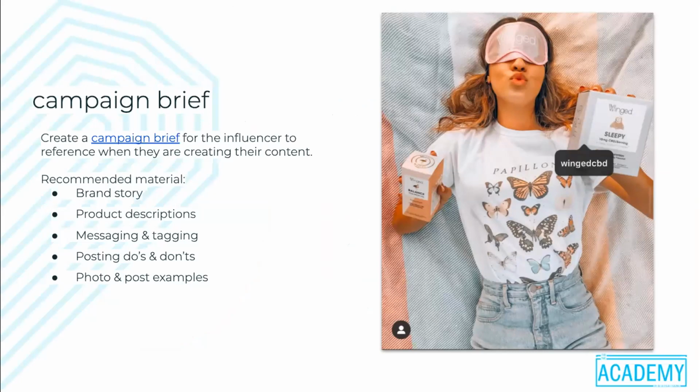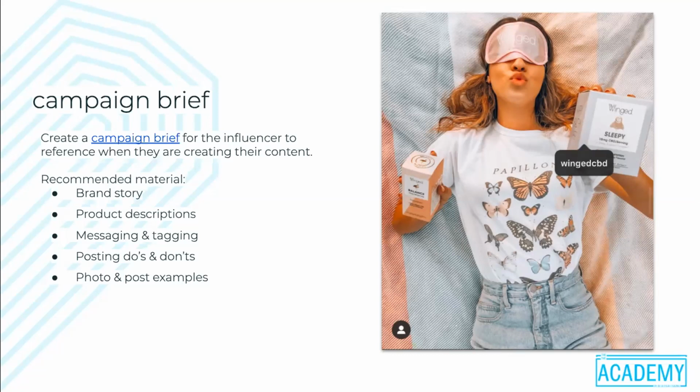So before you start your campaign, there are a couple assets that we like to create. The campaign brief being the first thing. The campaign brief is basically what you're going to send the influencer, and it's going to outline your brand story, anything you want them to know about your brand, whether it's a mission or a vision, the product descriptions, or if it's a service, your service description, so they know exactly what you want them to talk about when they do their posting. Messaging and tagging, so making sure that they're tagging the right accounts, they're using the right hashtags.